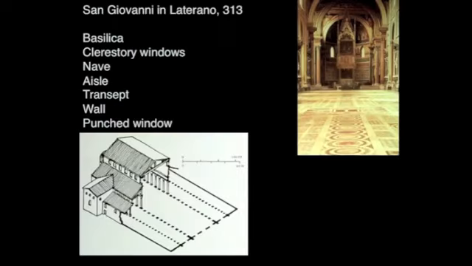Last time we looked at the simplest of early Christian architectural types. This is the Basilica of San Giovanni in Laterano from 313. This is really the first Christian church. And it's strange because you would think, this is 300 years after Christ. Why did it take so long for Christian churches even to be constructed? Anybody have a take on that? Yes.